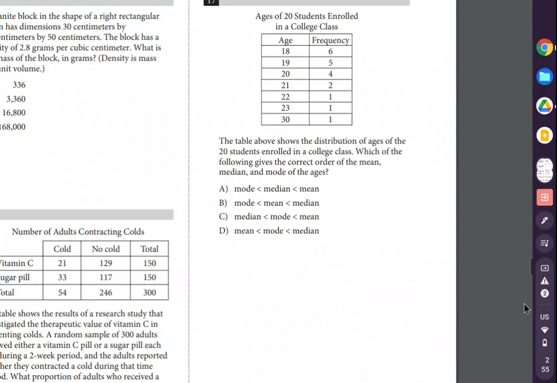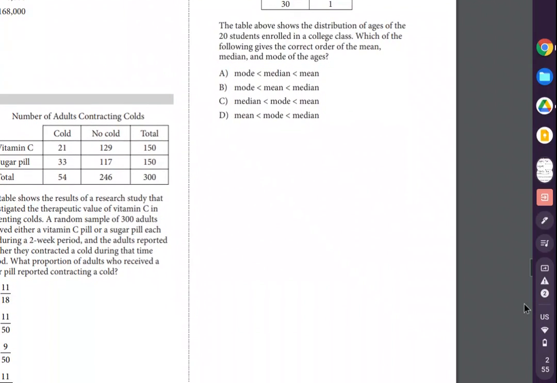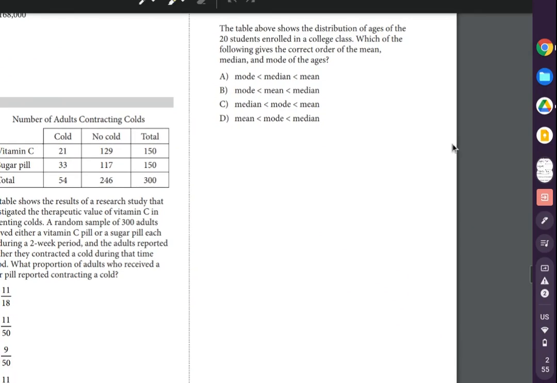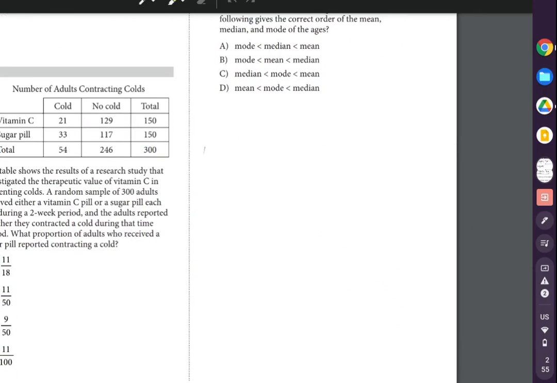Hey everyone, today we're going to look at some basic statistical concepts that are tested on the SAT. So as a review, we have three terms that are important here. One is the mean, one is the median, and one is the mode. So the mean is the average, which is you add all your data together and then divide it by the number of data points you have.